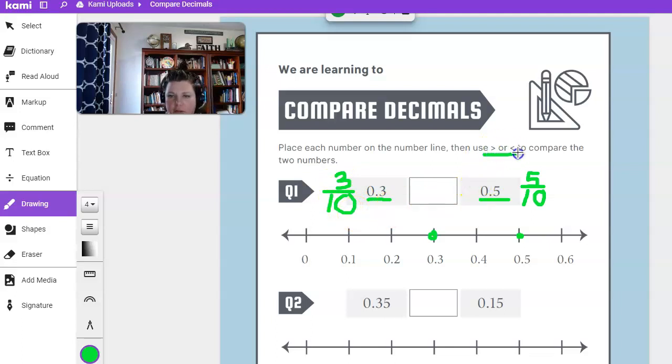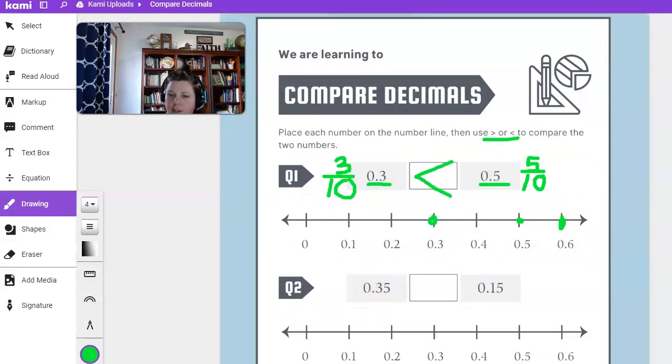Now, which comparison symbol will I use? Less than. 3/10 is less than 5/10. I can also tell on this number line that this point right here is closer to this side, which is closer to 1.